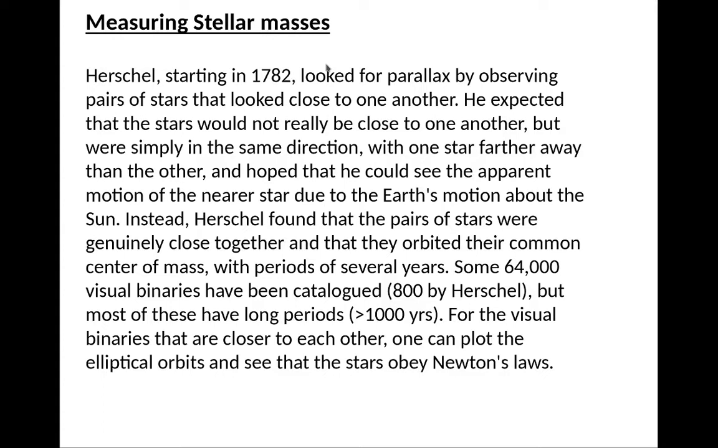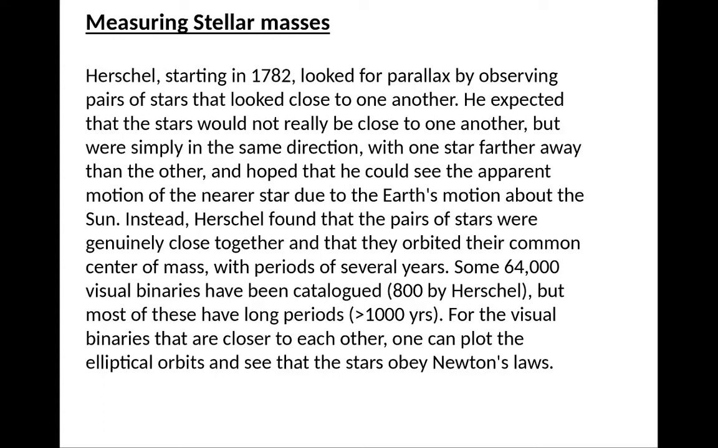We can also try to measure stellar masses, right? So Herschel, starting in 1782, looked for parallax by observing pairs that look close together. He expected the stars would not really be close enough, but simply in the same direction, one star farther away than the other. And I hope you see the apparent motion of the nearest star due to the Earth's motion around the sun. Instead, what he found was the pair of stars were actually, in fact, close together, right? And they orbit a common center of mass for periods of several years.